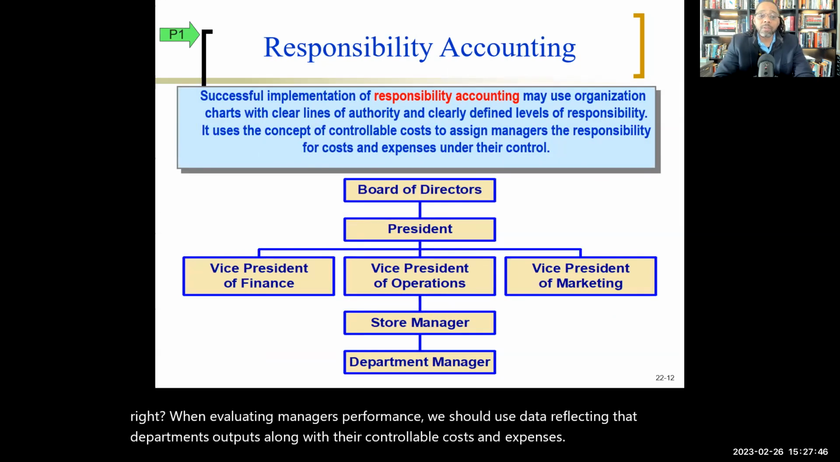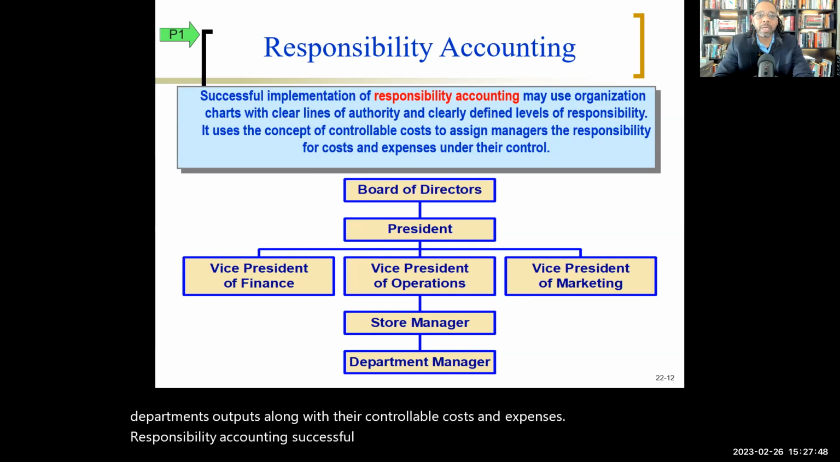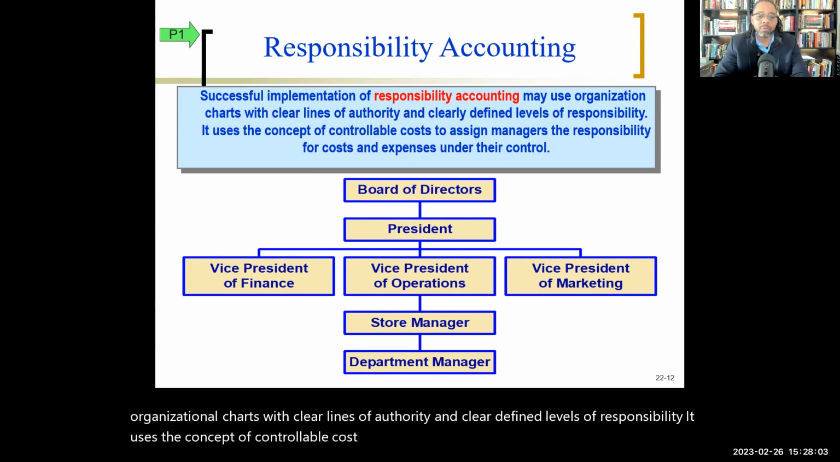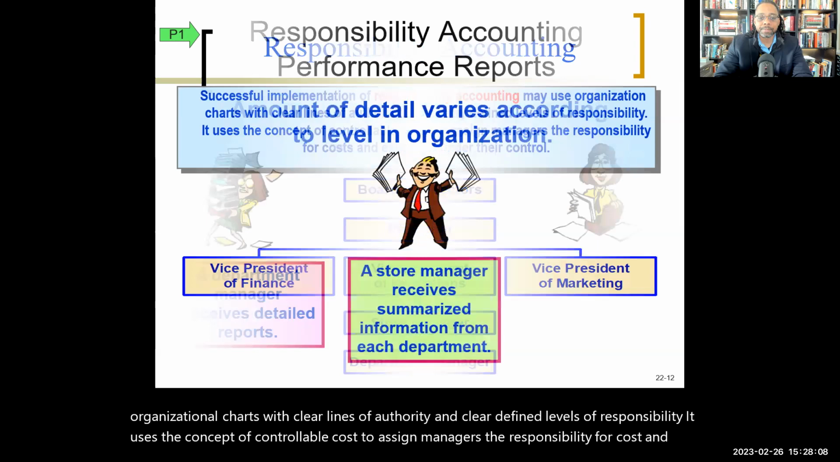Responsibility accounting. Successful implementation of responsibility accounting may use organizational charts with clear lines of authority and clearly defined levels of responsibility. It uses the concept of controllable costs to assign managers the responsibility for costs and expenses under their control.